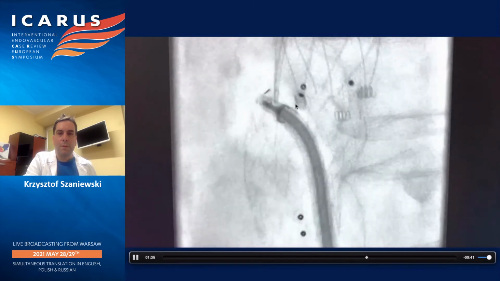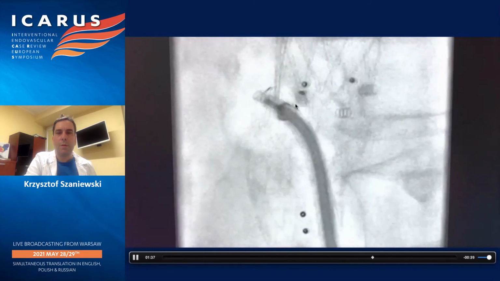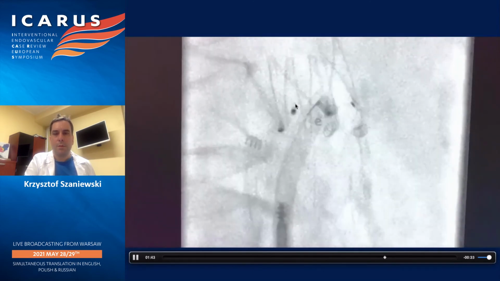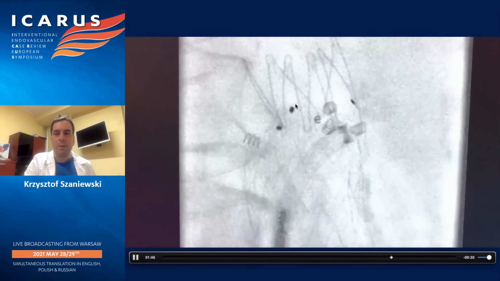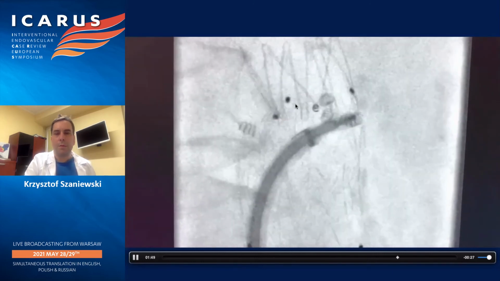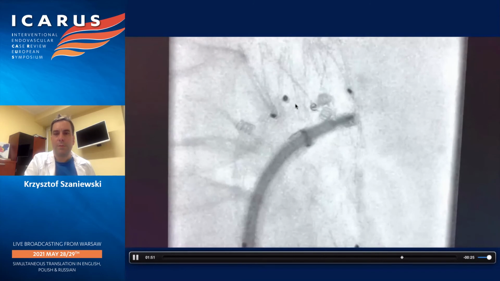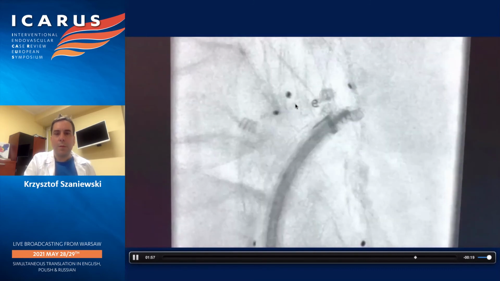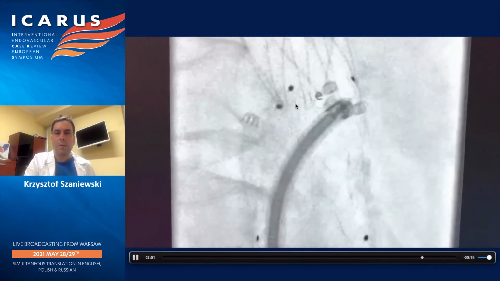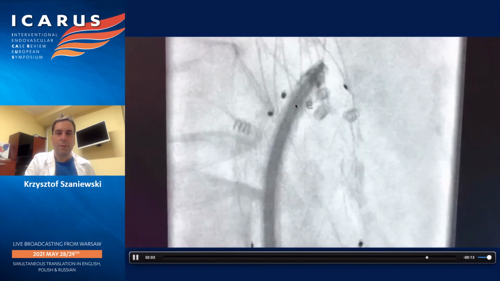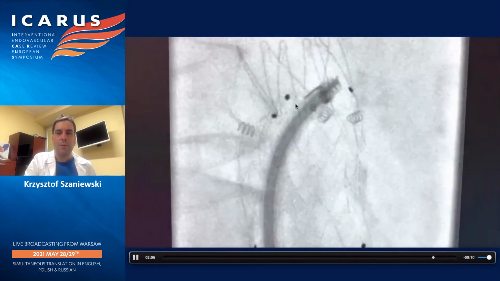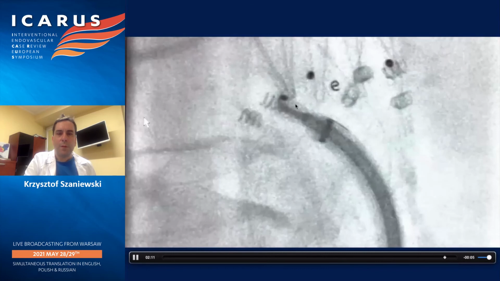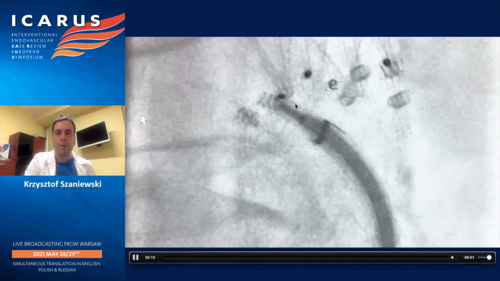And after that, we have another change of the projection. And now we have left anterior oblique, I think. And the last two endoanchors will be implanted in the same manner, I mean, on the opposite sides of the graft. So after that, we can be sure that the initial segment called the kilt is implanted and fixed very firmly to the aortic wall. So we have a very smooth and long landing zone for the main body.